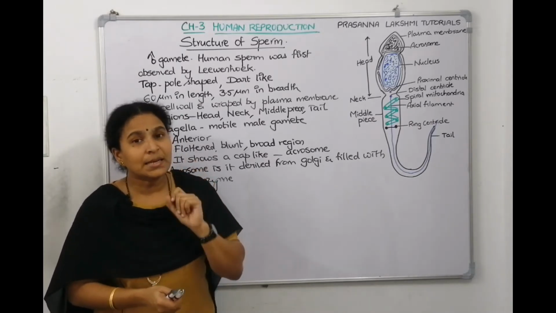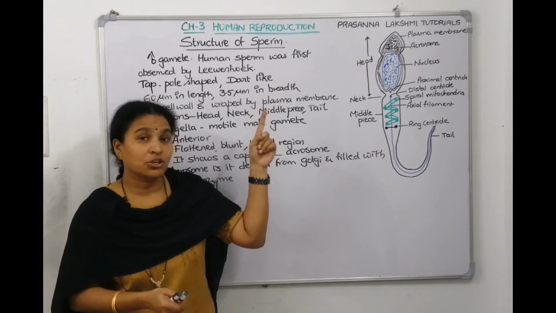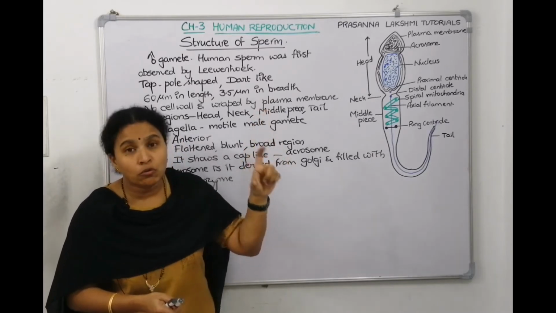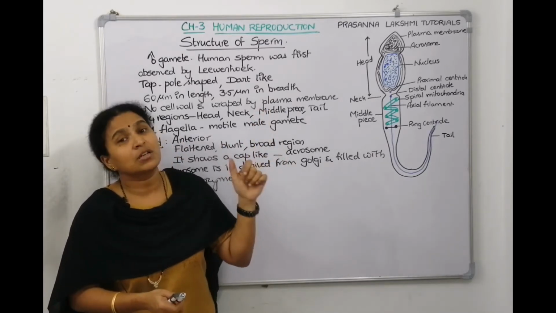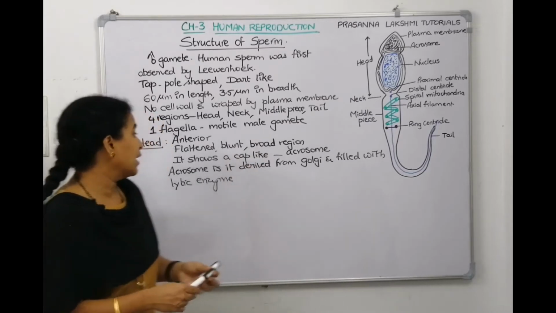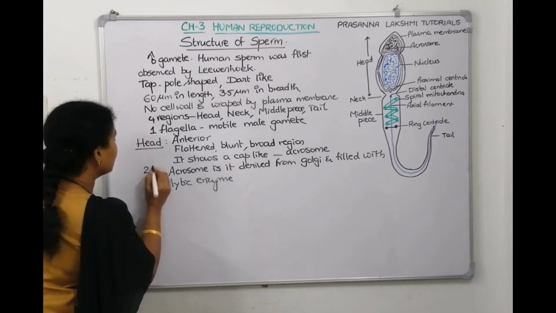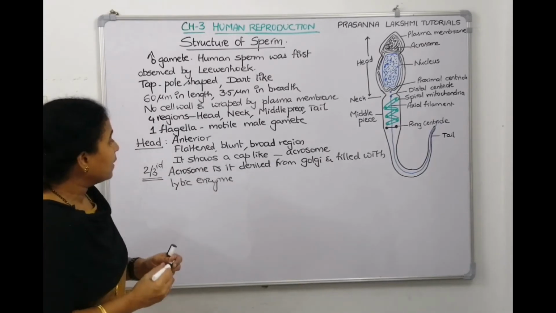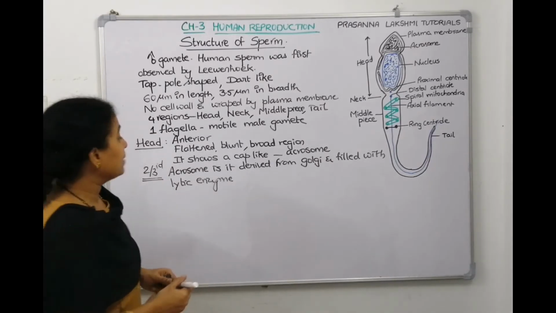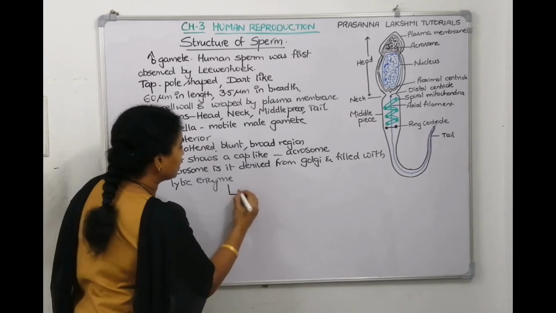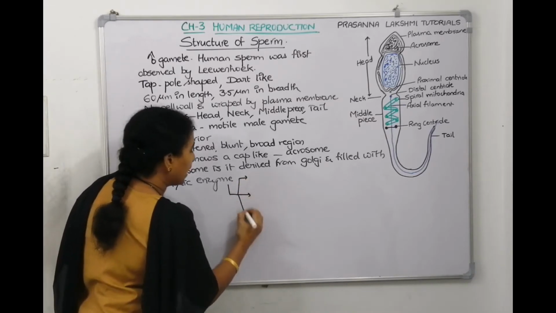Where are all the 3 enzymes located? In this cap-like structure called acrosome. 2/3 of the head region is occupied by acrosome itself. It contains lytic enzymes. What are the lytic enzymes? So, we have to list 1, 2 and 3.